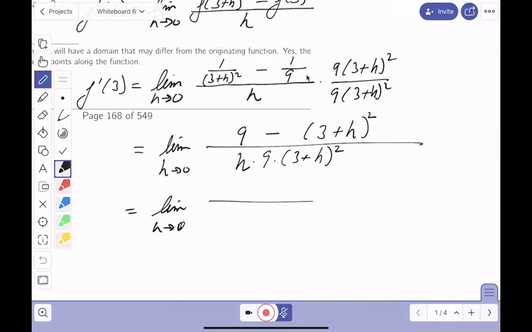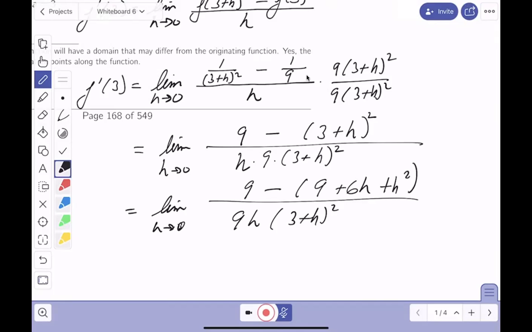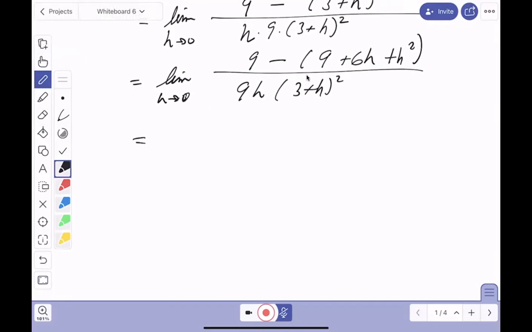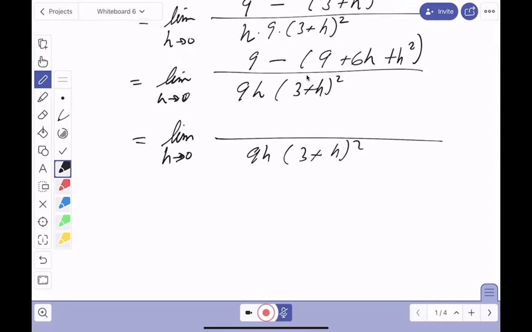That's 0, by the way. 9h times 3 plus h squared. What's going to be 9 minus 9, I'm squaring it now, plus 6h plus h squared, right? Oh, more work. Limit h goes to 0 of, over 9h times 3 plus h squared. 9 minus 9 is nothing. You get minus 6h minus h squared.